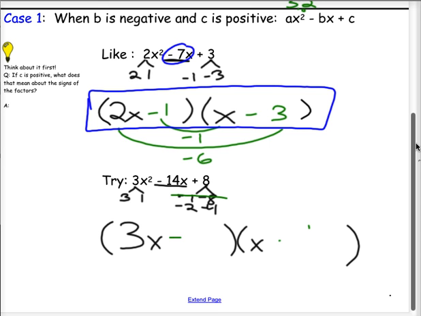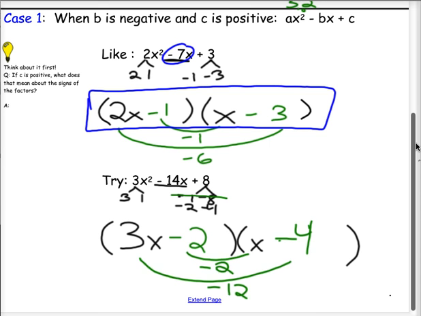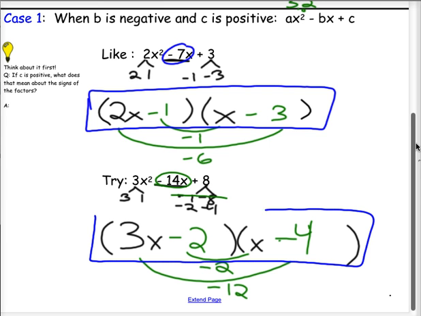So let's try negative 2 and negative 4. That's going to connect and give us negative 12. That's going to connect and give us negative 2. And we are in luck. Negative 12 and negative 2 add to the negative 14 we're looking for, meaning that this is going to be our completely factored form.